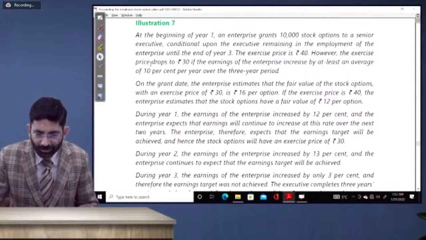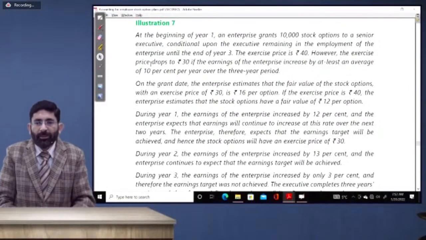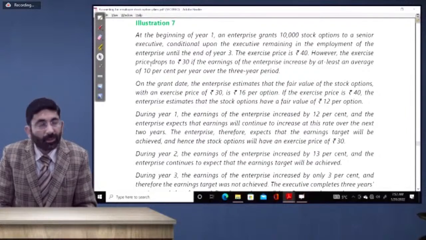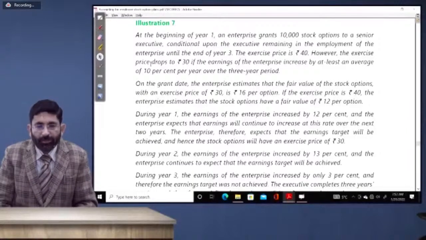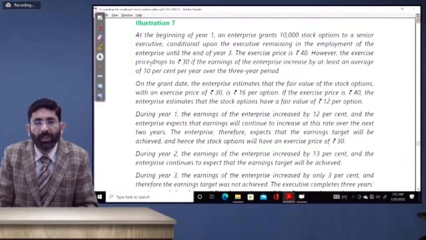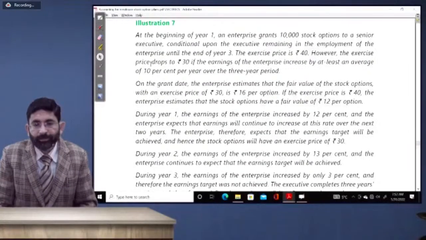A good illustration. If you will see, at the beginning of year 1, an enterprise grants 10,000 stock options to a senior executive, conditional upon the executive remaining in the employment until the end of year 3. So the condition is that they must remain in employment up to the end of year 3. Exercise price is 40 rupees per share.